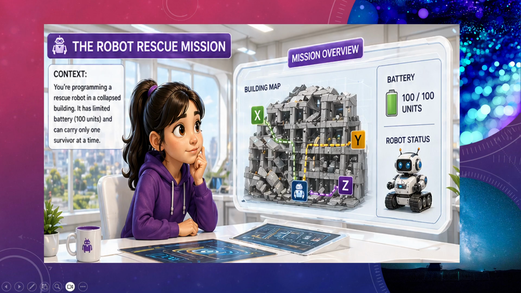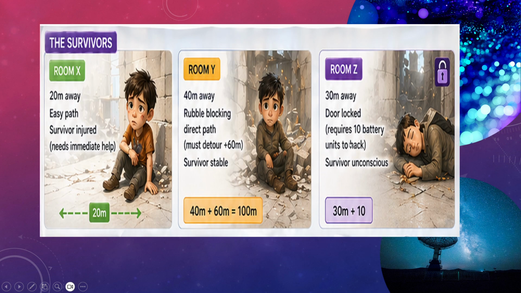Now here we have a building which has collapsed. Inside the building there are three survivors: Survivor X, Survivor Y and Survivor Z. There is a constraint on the robot that it has just 100 units of battery. One more thing we need to know: for every meter that the robot covers, it uses 1 unit of battery. Okay. So now we'll look at the survivors.